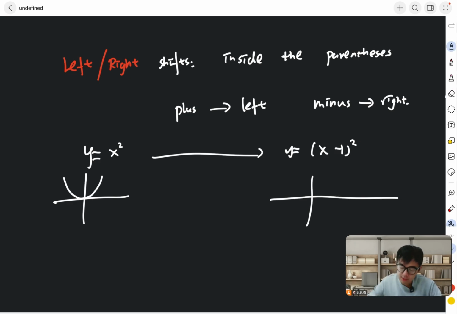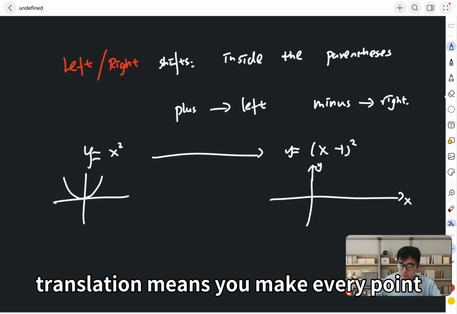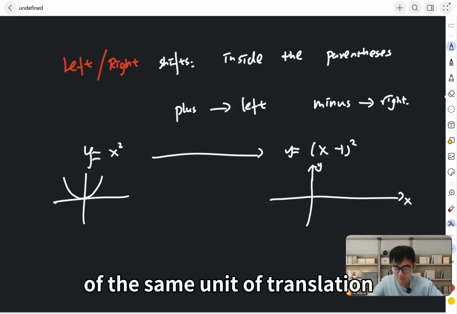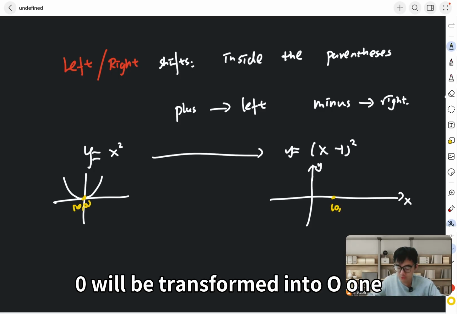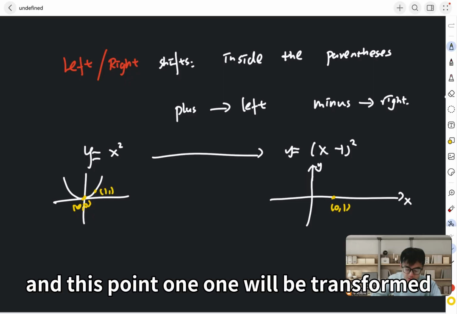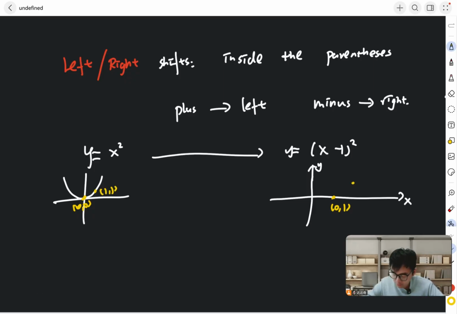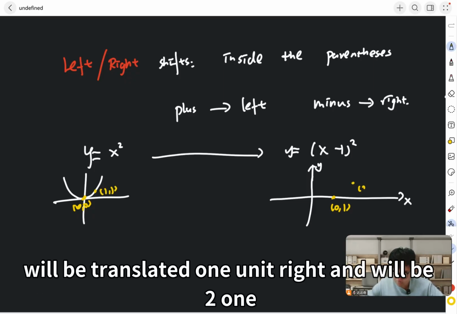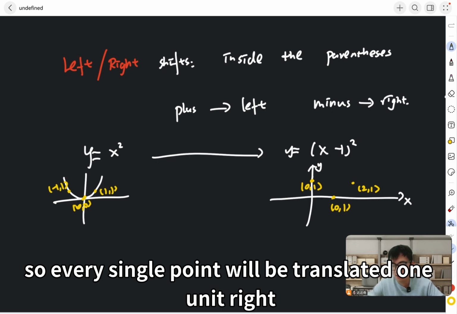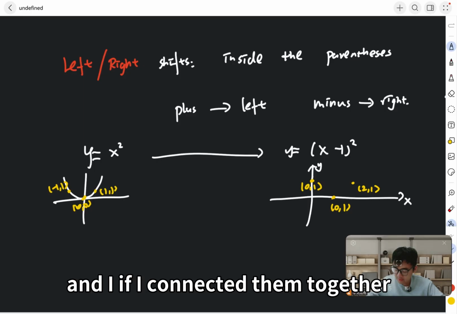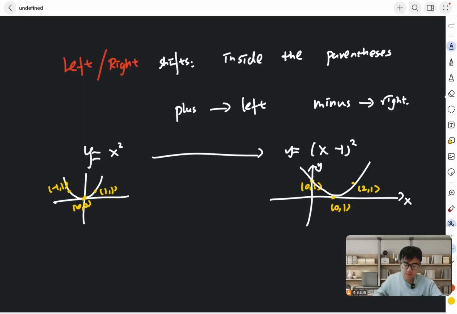And you should know, translation means you move every point by the same amount. So its original vertex, let's say 0, 0, will be transformed into 1, 0. And this point 1, 1 will be translated 1 unit right, and it will be 2, 1. And for this point, minus 1, 1, it will be transformed into 0, 1. So every single point will be translated 1 unit right. And if I connect them together, it would be looking like this.